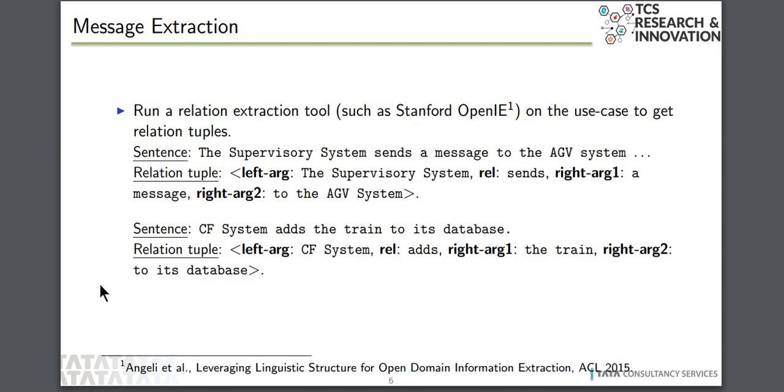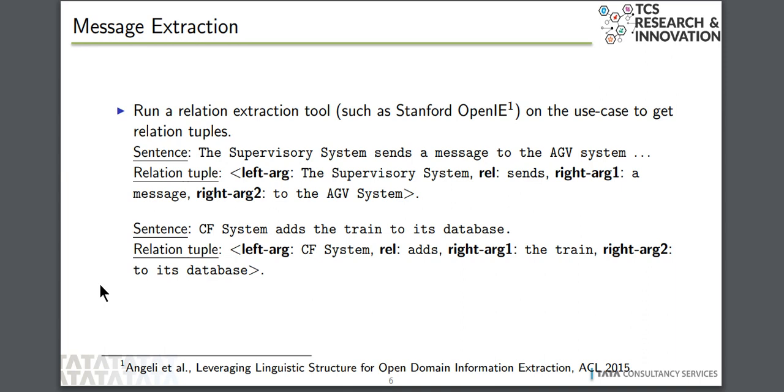The message here is basically the tuple that consists of the sender, the message label, and the receiver. We try to do this using a relation extraction tool such as Stanford OpenIE. This is also known as open information extraction. We run this tool on the use case statements to get relation tuples. So you can see here, for the sentence, the supervisory system sends a message to the AGV system, we get a tuple like this.